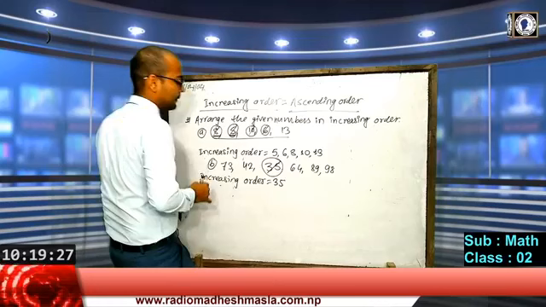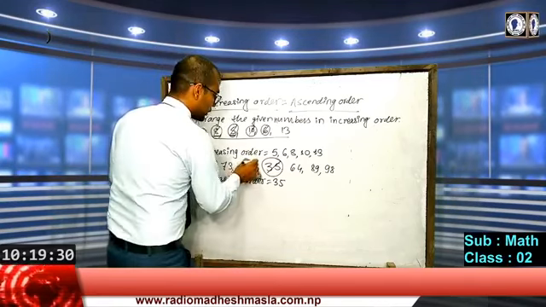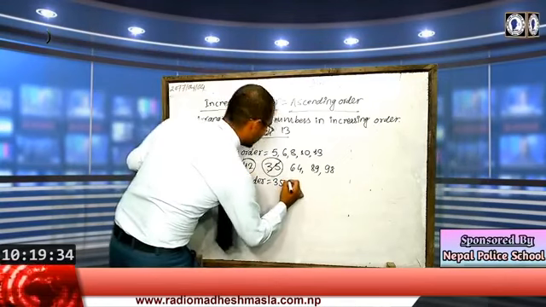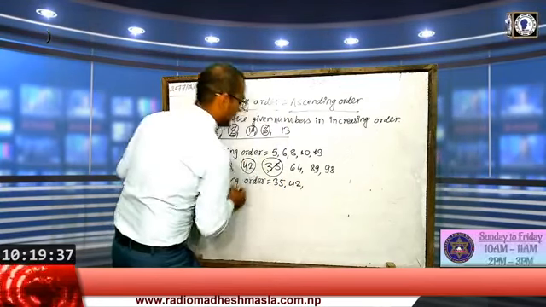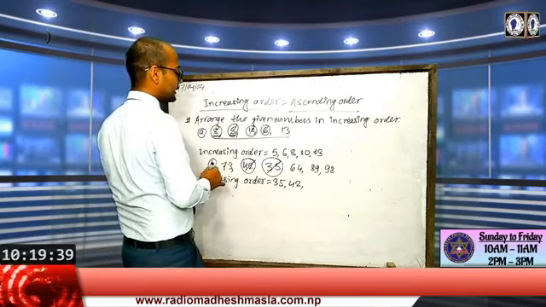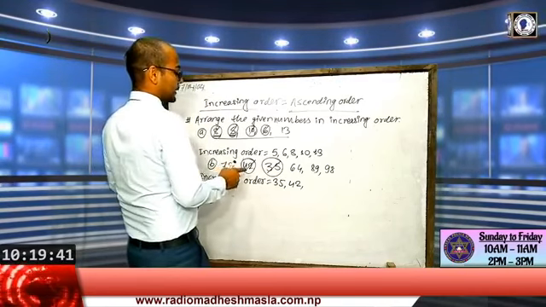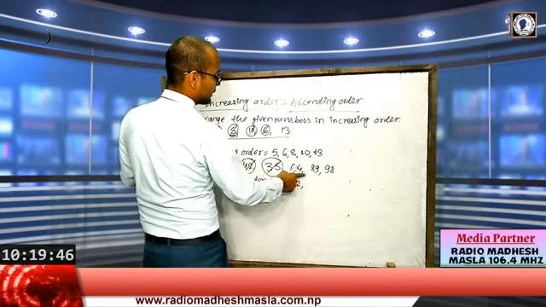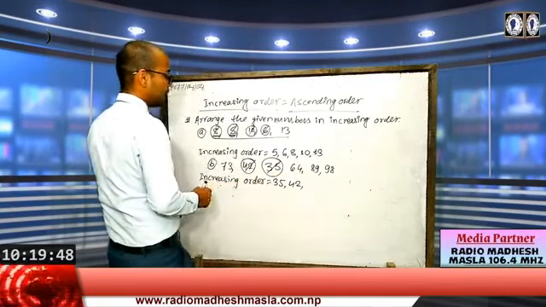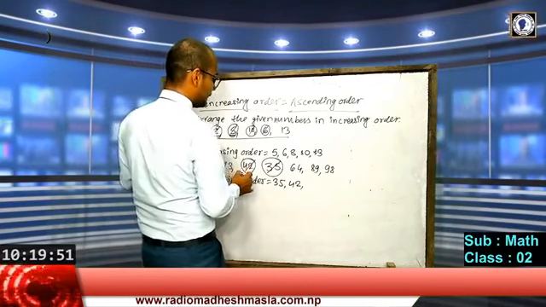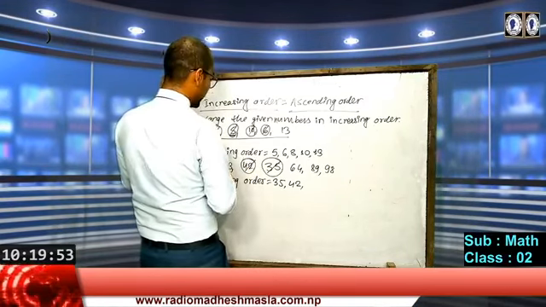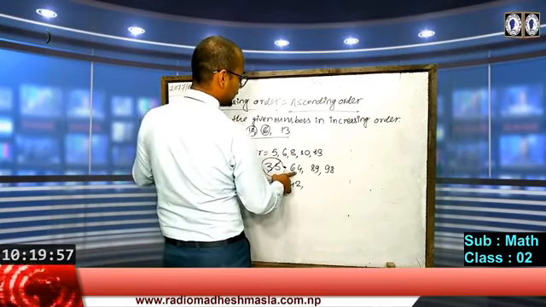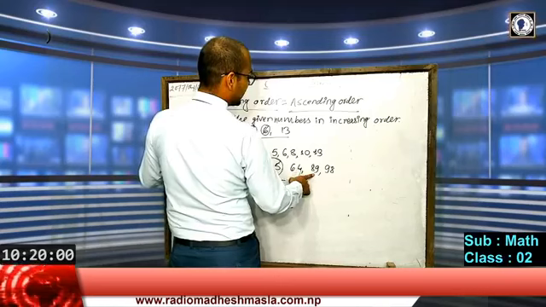In this way again we should find. 42 is the smallest number among these 5. So after 35 we should write 42 and cross 42 from the sequence. Then after 42 we have left 73, 64, 89, 98, these 4 numbers. Among these 4 numbers, which one is the smallest number? One is 73, another is 64, then 89, then 98.